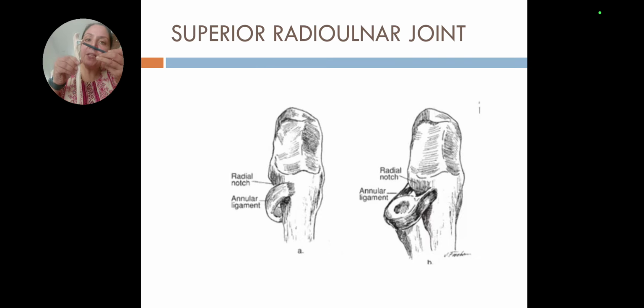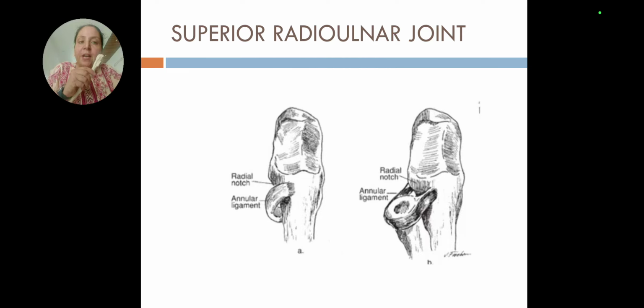Yes, here this is the facet. Now this facet is basically, you can see, a concave facet. This is a concave facet. Fine. And this is called the radial notch.